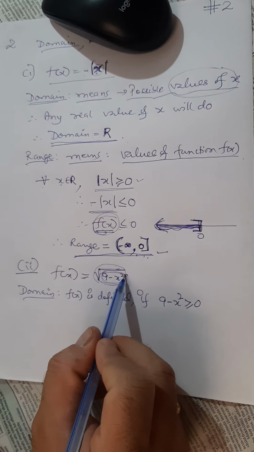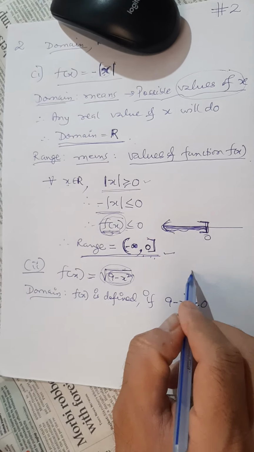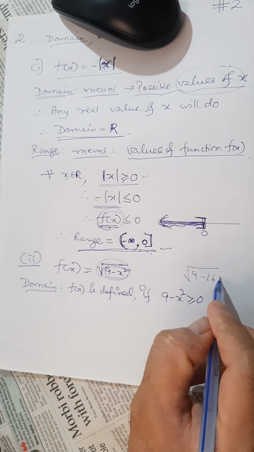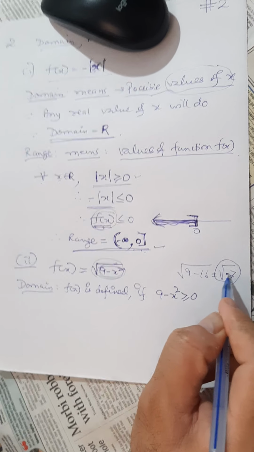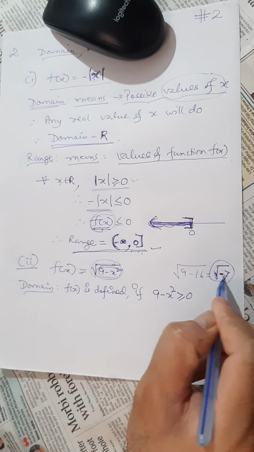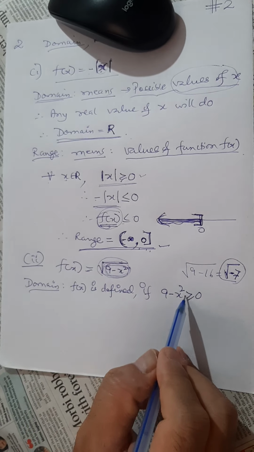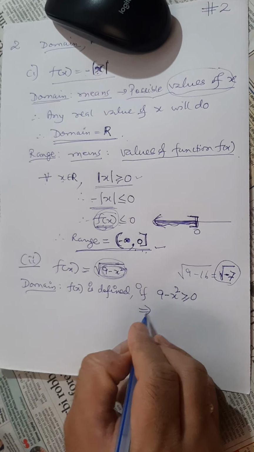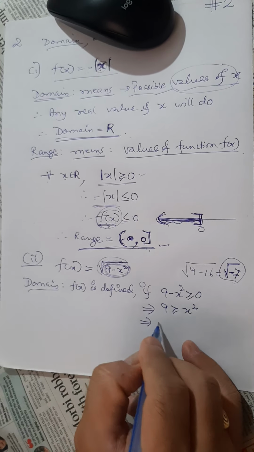Remember, if this number is negative, for example, if I take x equals 4 here, then we get root of 9 minus 16, which is root of minus 7. You know that this is not possible. Inside the square root you cannot have a negative number. So root of something is possible only when that inner number is 0 or more than 0. Take x square to the other side. So we have that x square is less than or equal to 9. So you can say that x must be between minus 3 and 3.